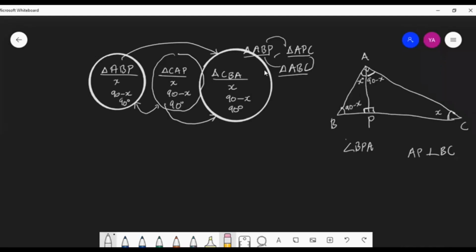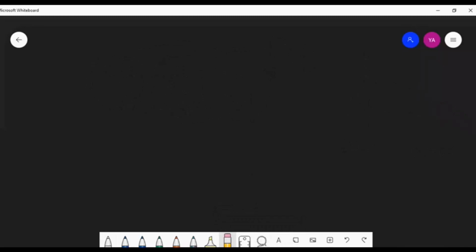That's what this theorem says. In a right triangle, if we draw a perpendicular from the 90 degree angle to the hypotenuse, then we will get two small triangles and a large triangle, and these three triangles will be similar. Okay, and we will use this result to prove the next theorem. The next theorem is nothing but the Pythagoras theorem.